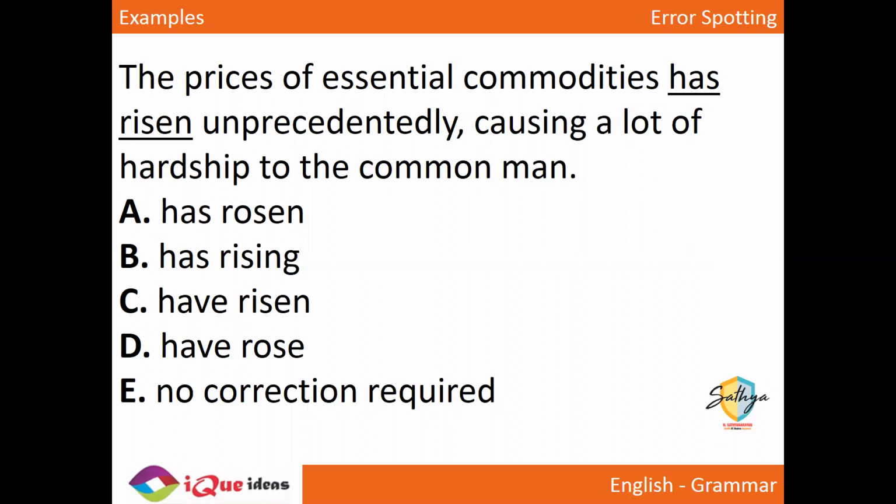So the prices of essential commodities. What has gone up? Prices. That is plural, right? Not the price of one item, but the prices of many. Prices is plural. So has is for singular, but we are talking about multiple prices going up. So the prices of essential commodities have risen unprecedentedly. So it definitely has to be have risen unprecedentedly. Did everybody get this one? Chalo, good. Next.